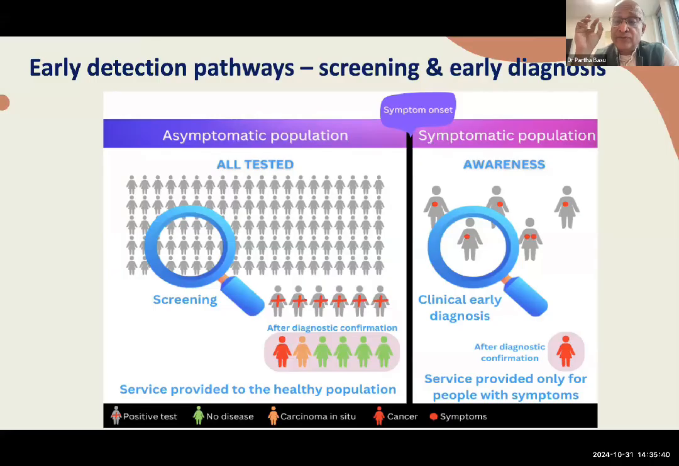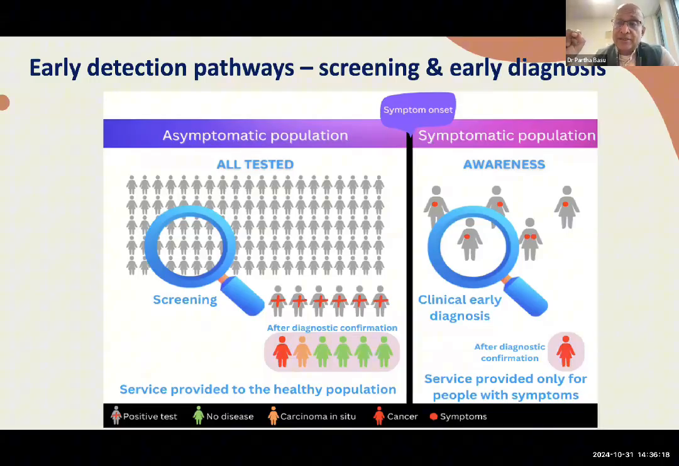On the other hand, if we focus on the second approach, which is early diagnosis of breast cancer, this essentially focuses on the women who present to the health facilities with symptoms of breast cancer. The focus will be only on these symptomatic women, making sure they are appropriately examined. If any abnormalities are detected in the breast, they should be put in the diagnostic care pathway. And if cancer is detected, they should be put in the treatment pathway without delay.